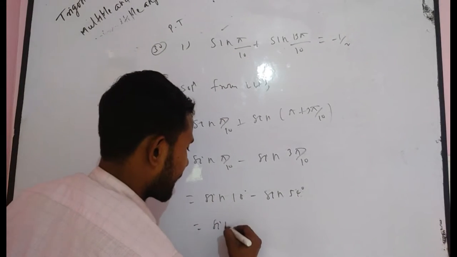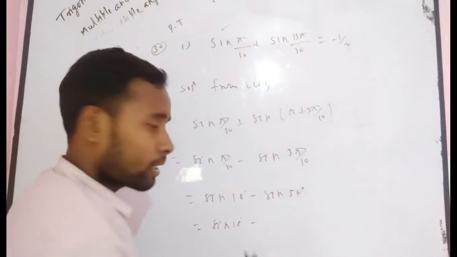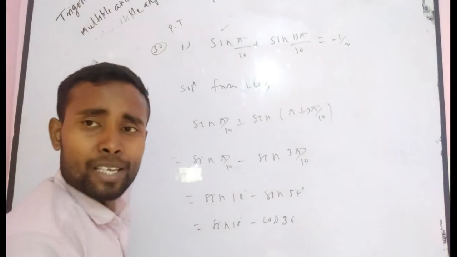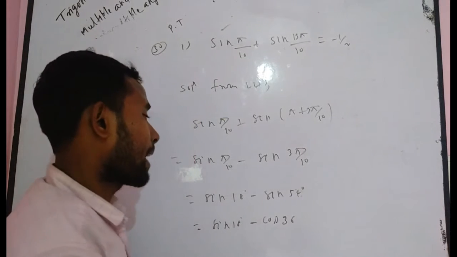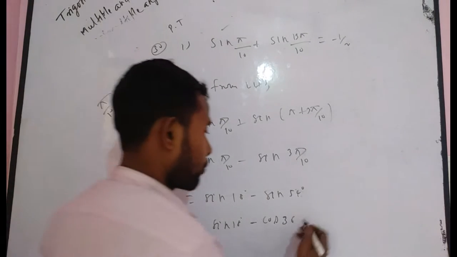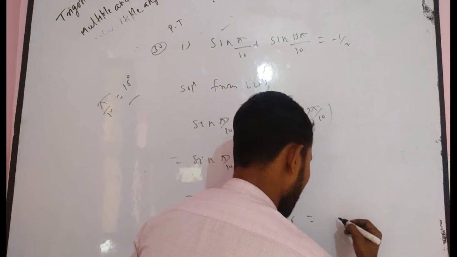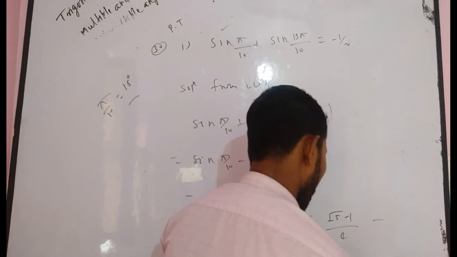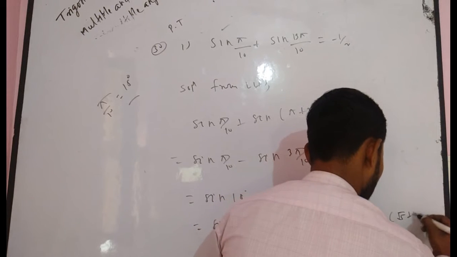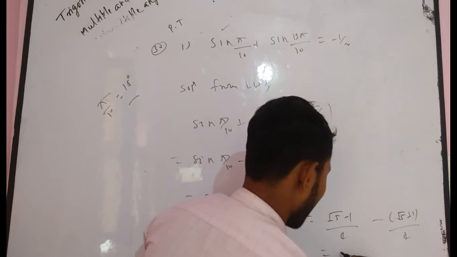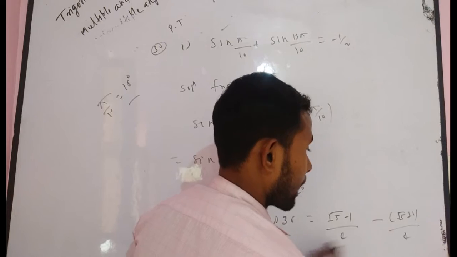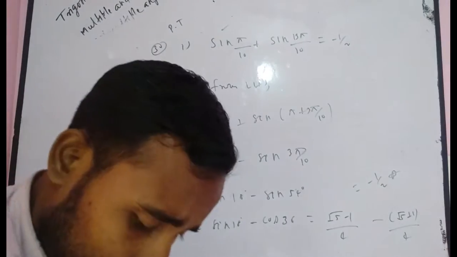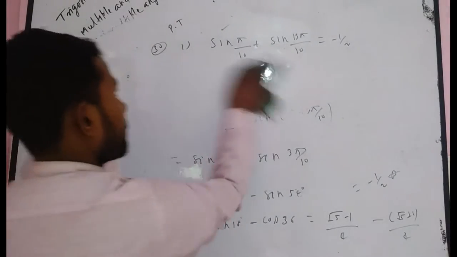Now sin 18 degree, what is the value of sin 54? 54 will be cos 36, because 54 and 36 are complementary angles. So you can write sin 18 degree minus cos 36 degree. Now you have to put the value of sin 18 degree. As you know that sin 18 degree is equal to what? Root 5 minus 1 divided by 4 minus, what is the value of cos 36? Cos 36 is equal to root 5 plus 1 divided by 4. After simplifying you get minus 1 by 4 minus 1 by 4, and minus 1 upon 4, that will be what? Minus 1 upon 4, which will be your required answer. I think you understand this problem again.